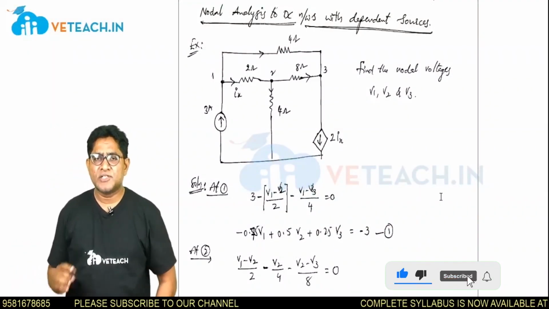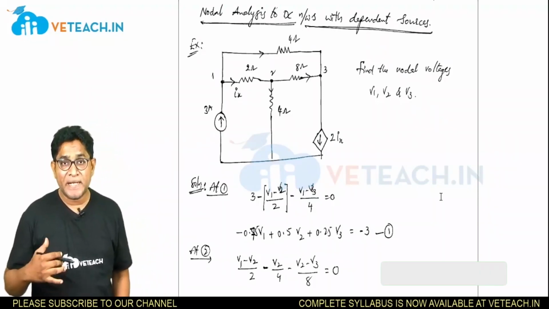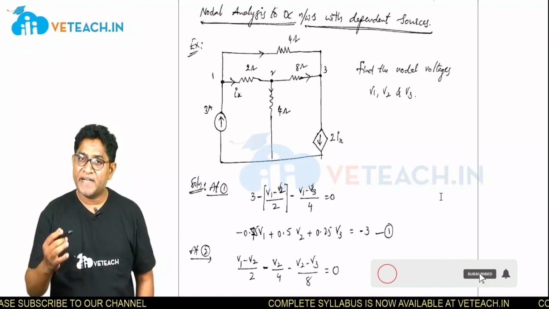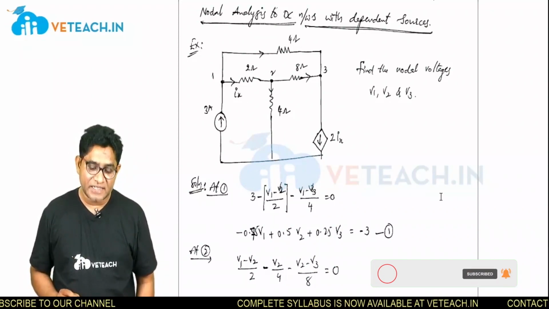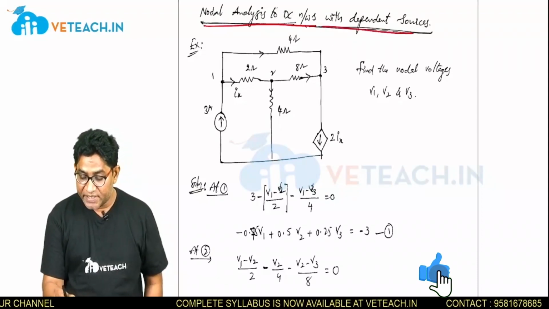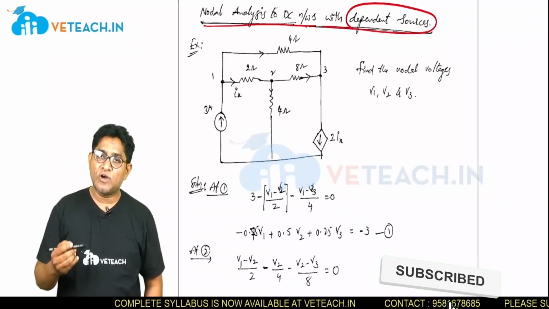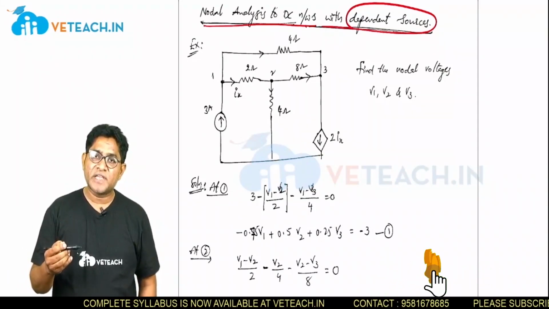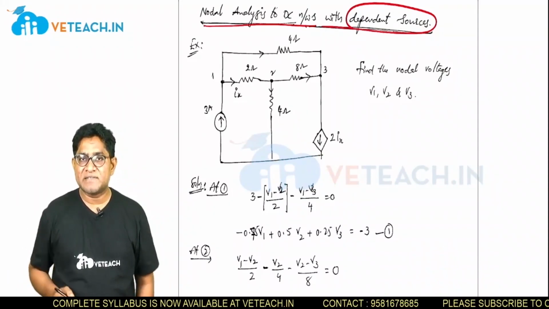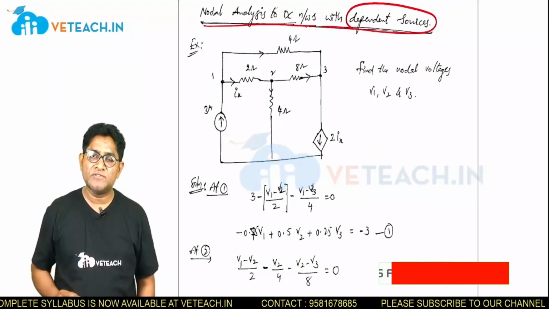Let us discuss nodal analysis with dependent sources. So how to apply nodal analysis whenever dependent sources are present in your electrical circuit. Nodal analysis for DC networks with dependent sources. That means the value of the source is depending on the network elements. So any changes in the circuit elements will change the value of the source.